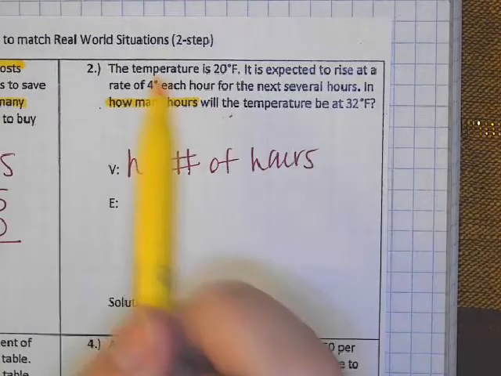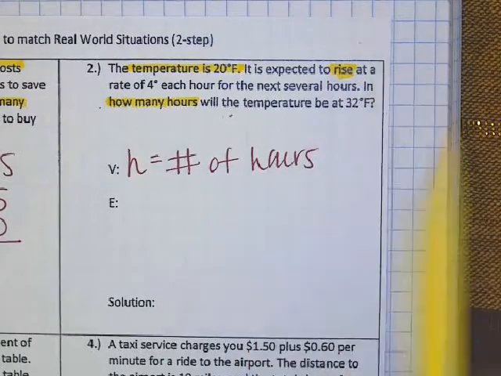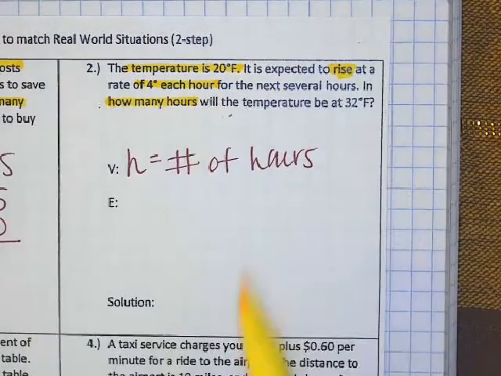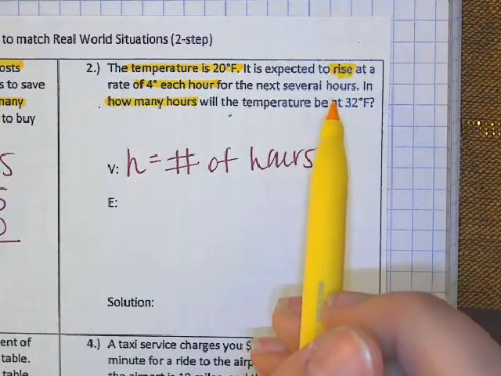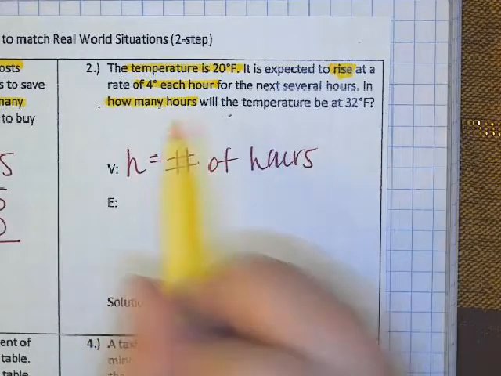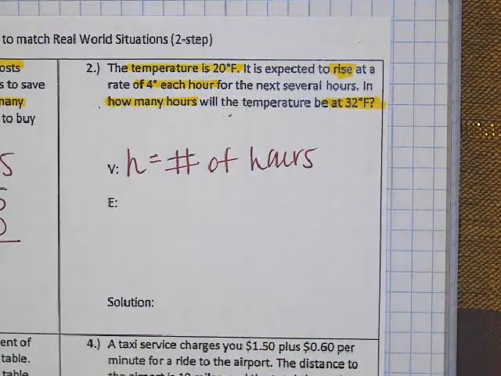I know that currently the temperature is 20 degrees. It's expected to rise. Rise tells me that it's going to go up at a rate of 4 degrees each hour. For the next several hours isn't clear at how many, so that's what I'm going to use my variable for. I want it to equal 32 degrees Fahrenheit. So let's set up our equation.